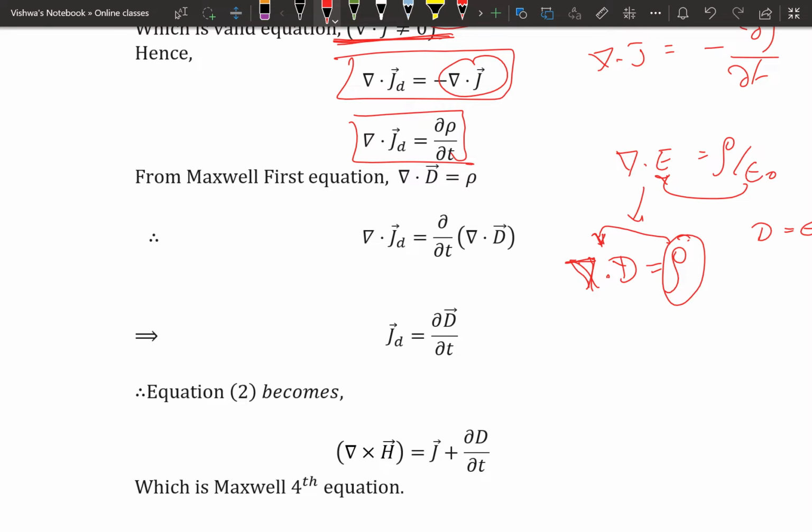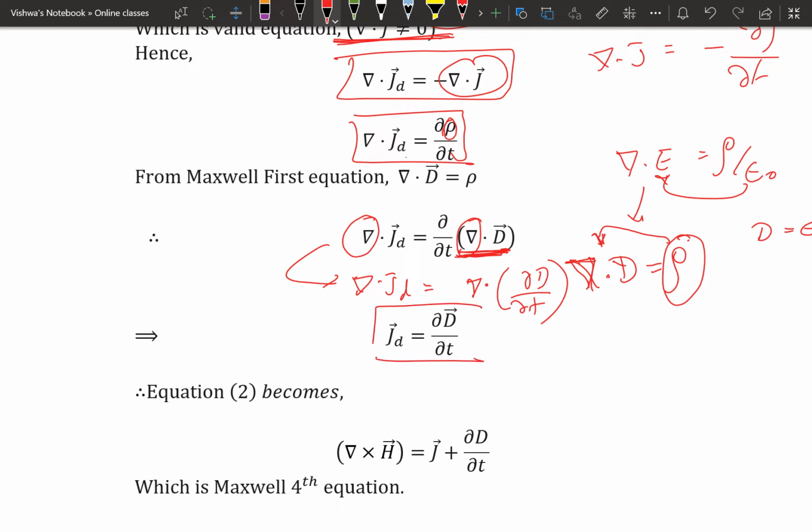Replace this rho in the equation, then it becomes del dot Jd equal to dou by dou t of del dot D, the divergence of D. Here this is also a divergence and this is also a divergence. One more step, we can write del dot Jd equal to del dot dou D by dou t. So we can write Jd equal to dou D by dou t. Now we have the value of displacement current density. Substitute this in equation number 2.